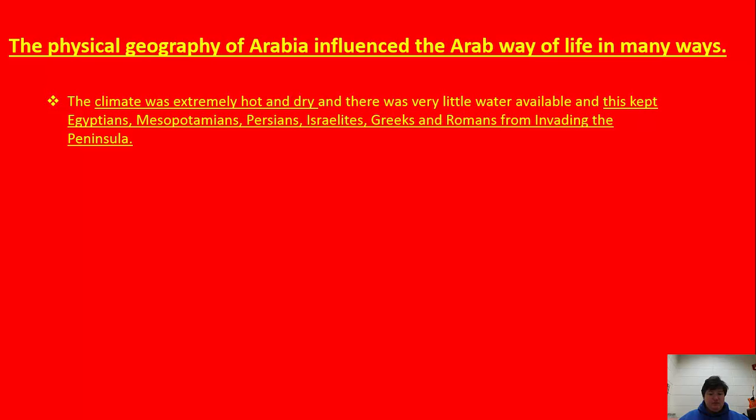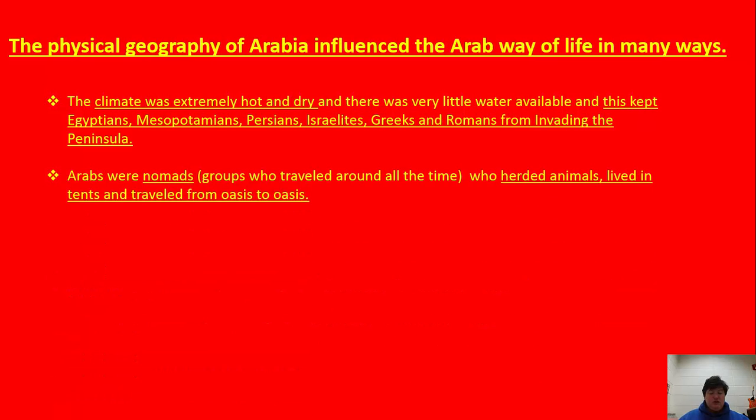Next flap. Another thing that influenced the Arabs' life was that they were nomads. Nomads were groups of people that traveled around all the time. They didn't just live in one place. They traveled from place to place to place. They herded animals. They had goats and camels and maybe some sheep and maybe even some cattle. They lived in tents, and they traveled from oasis to oasis. Now, if you remember, an oasis is a watering hole or a spring. And so in order to survive, they had to go from one watering hole to the next watering hole so they could get water for themselves as well as their animals.